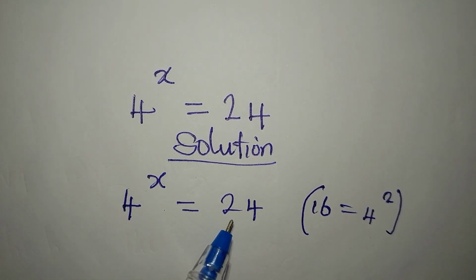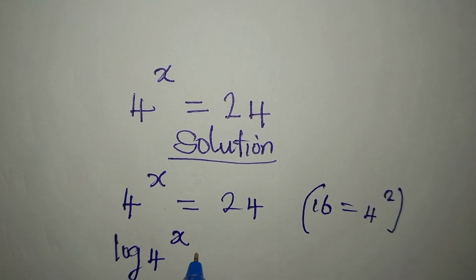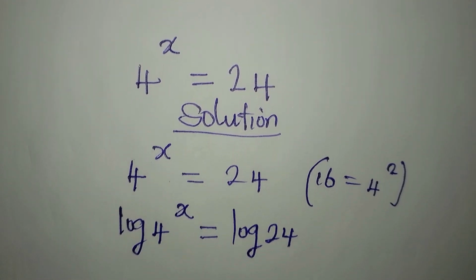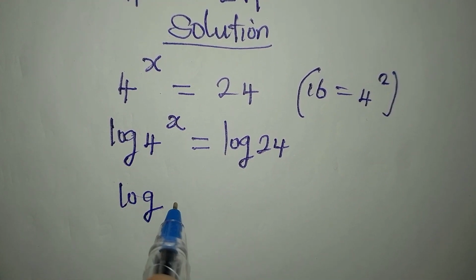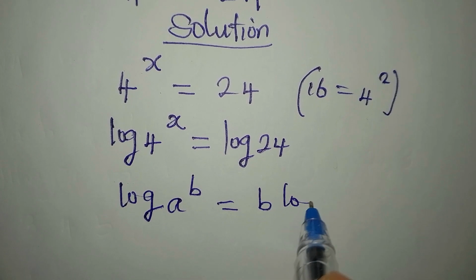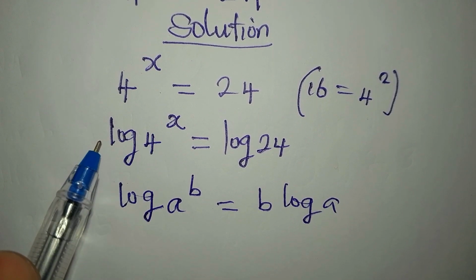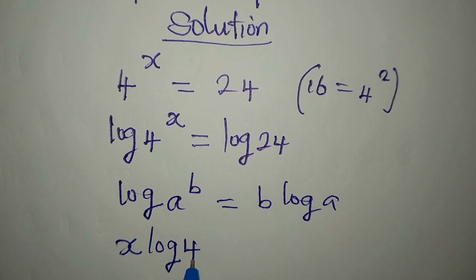So because we have 24, you are to take the log of both sides. So we now have log 4 to the power of x, that will be equal to log 24. And then remember this law. If you have log a to the power of b, this is the same thing as b log a. So I'm going to do the same as x goes behind, so that we have x, then we have log 4. This will be equal to log 24.